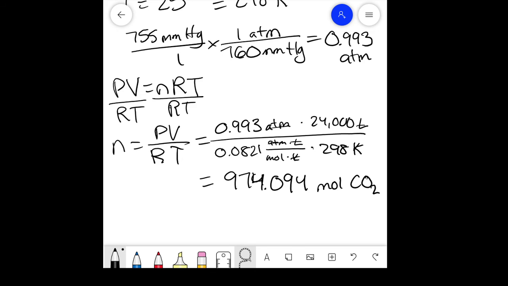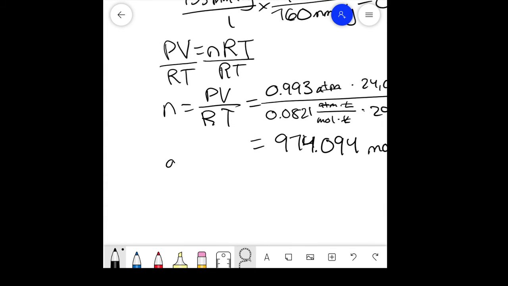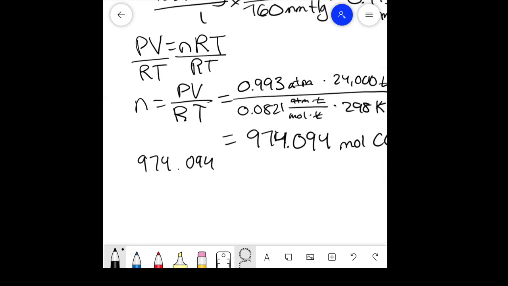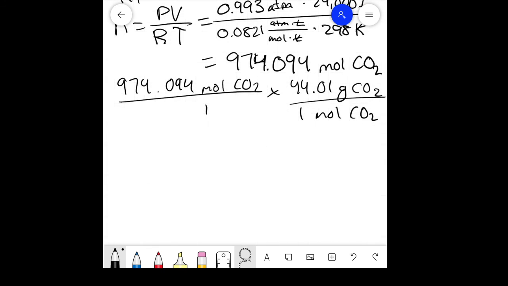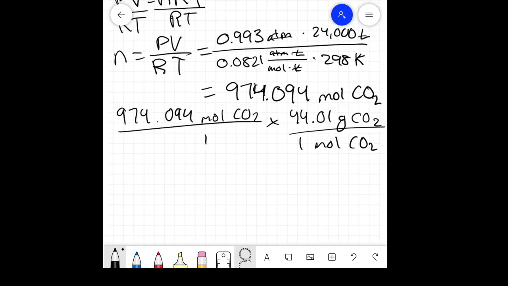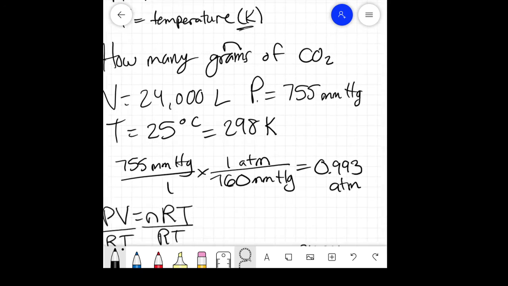Now that we're in moles, we want grams. So we're just going to do our mole conversion we've been doing basically all year, it feels like. Remember, you need to add all the individual masses together: 44.01 grams of CO2 over 1 mole of CO2. If you do the math, you're then going to need to go back and look at how many sig figs you need.